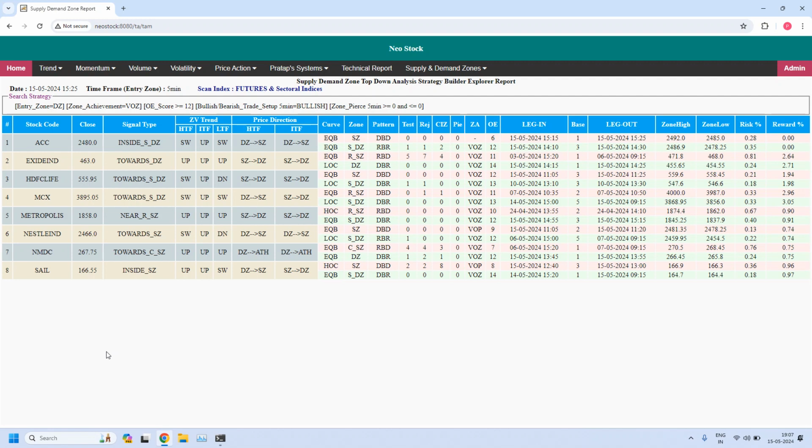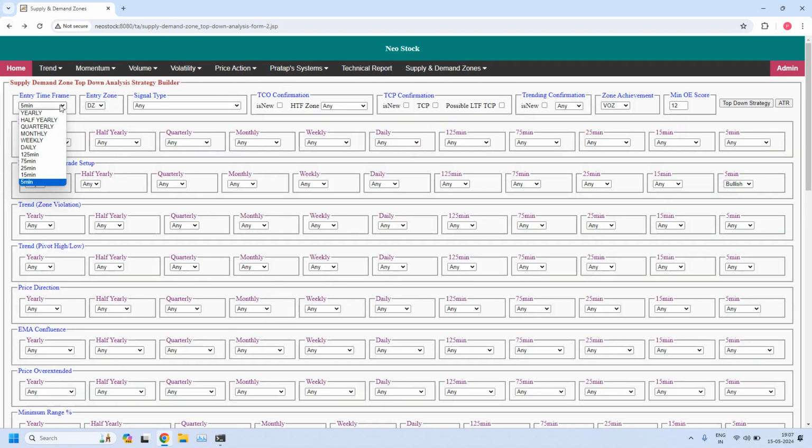Okay, now let me generate the bearish trade setup for hourly income trade. So I am going back. The entry time frame is 5 minutes for hourly income trade, but for the bearish trade setup, the entry zone should be supply zone. And also in the bullish or bearish trade setup, in the 5 minutes time frame, now I have to select the value bearish. And the 3 filters, whatever we set, still remain the same, but this time the 3 filters are applied to the 5 minutes supply zone.